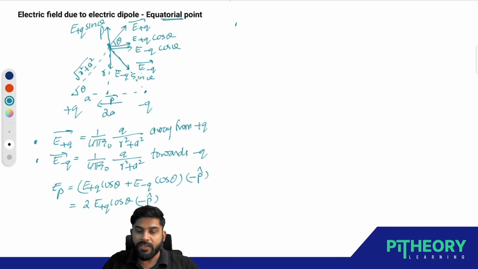So we'll get EP, it is nothing but 2 into what is E plus Q? 1 by 4 pi epsilon 0, q divided by r square plus a square. Correct. What is cos theta here? Cos theta is adjacent by hypotenuse. Adjacent is nothing but a, divided by root over r square plus a square, into minus p cap is what you'll be getting.